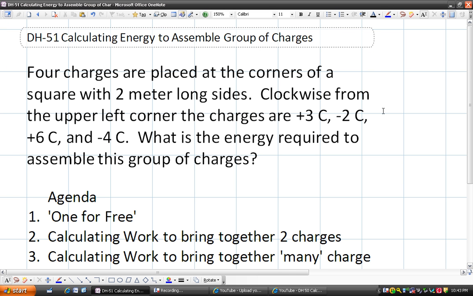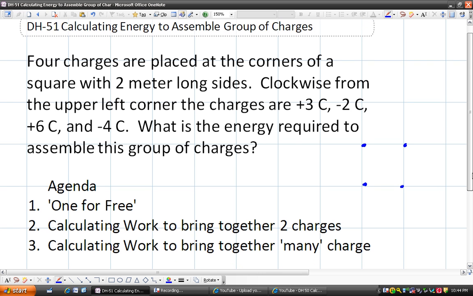What I want to talk about is the fact that when you take charges and put them near one another, they either attract or repel one another, which means you're either going to have to add or remove energy to make that happen. How much energy? That's what we're going to talk about.